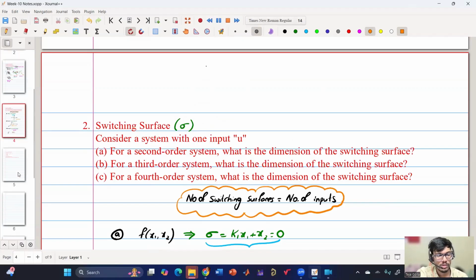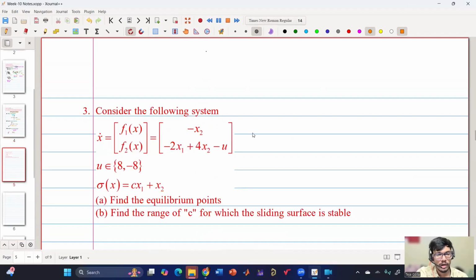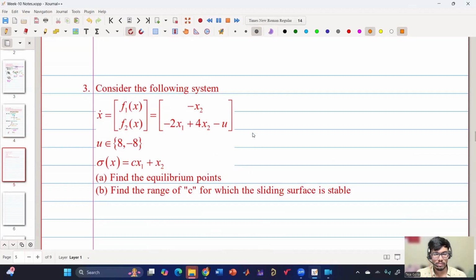Okay. So now we'll solve another problem. This first part you will be able to solve. The second part I'll teach. So can you find the equilibrium points? U is my input. I have here U switching between 8 and minus 8. Like the input can change between V in and 0, Q into V in. Similarly, I have an external input U, which is switching between 8 and minus 8. So can you find the equilibrium points of this?